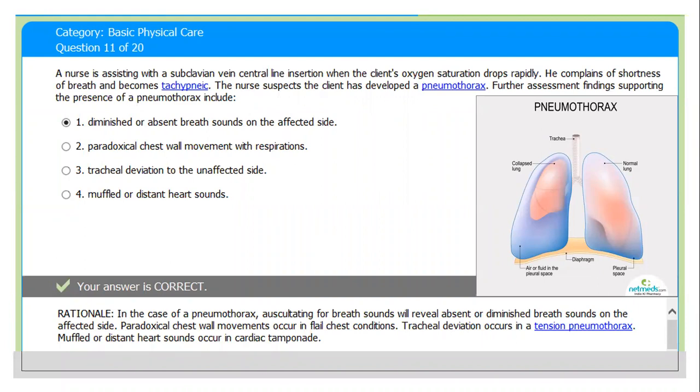Asymmetrical or paradoxical movement occurs in case of chest injuries, broken ribs, and that is called flail chest. Tracheal deviation occurs in case of tension pneumothorax. So this is the trachea. The trachea should be midline, but it deviates to the opposite side when tension pneumothorax occurs. Muffled or distant heart sounds occur in case of cardiac tamponade.